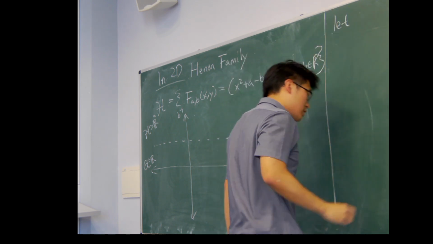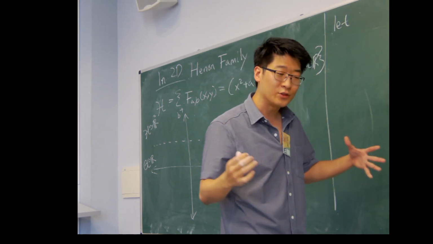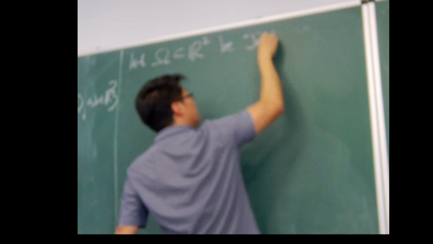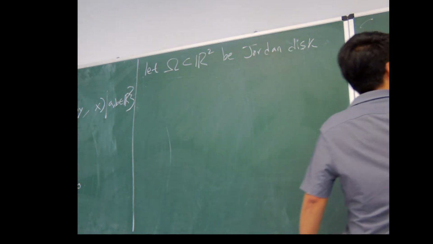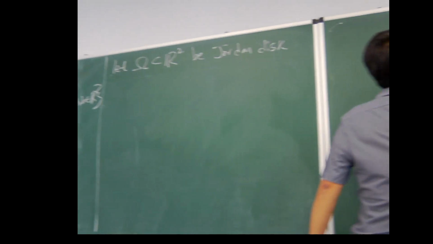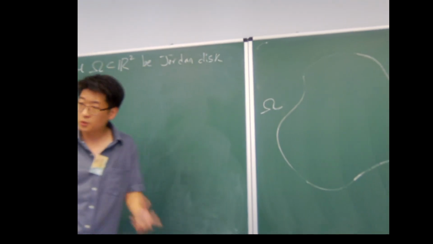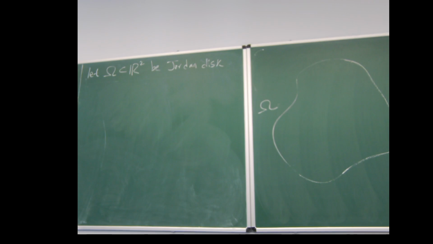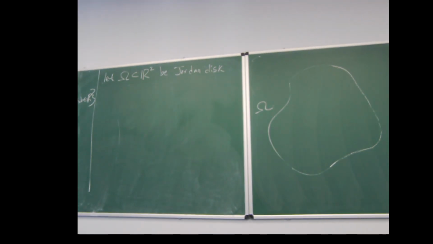So the class of maps that we're interested in 2D will act on the 2D analog of an interval, which will be a Jordan disk. So let omega, which is a subset of the plane, be a Jordan disk. And by Jordan disk, I mean something that looks like, okay, I'll draw it here. Something that looks like this. So it's a topological disk, and the boundary is a topological circle. Okay, so topologically it's a very tame object, but the problem is that the geometry could be arbitrarily bad.